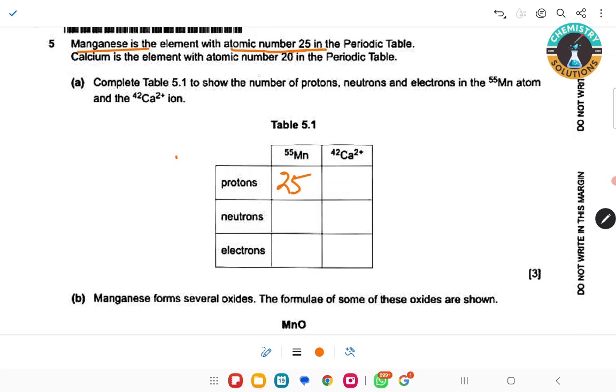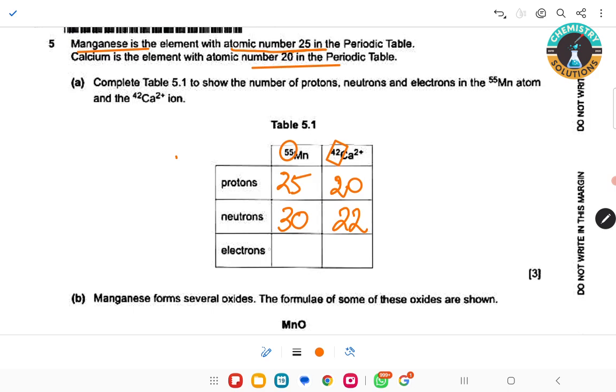For calcium, the element with atomic number 20, the atomic number is 20, the same as the number of protons. The masses are given to us: 55 minus 25 and 42 minus 20. We will get the number of neutrons. Let me calculate: 55 minus 25, and 42 minus 20. It's 22.